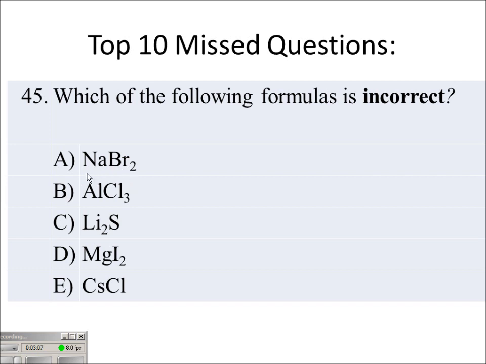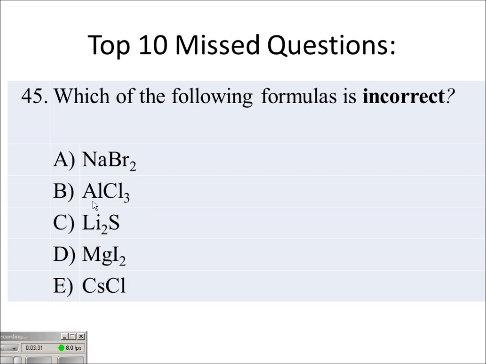So that means that this has +1, -1. There's a second bromine, so that means -2. So +1, -1, -1. That's a total charge of -1. So this is incorrect. This is a bad formula. Sodium is not going to have a +2 charge. Yeah, I think that's pretty straightforward.